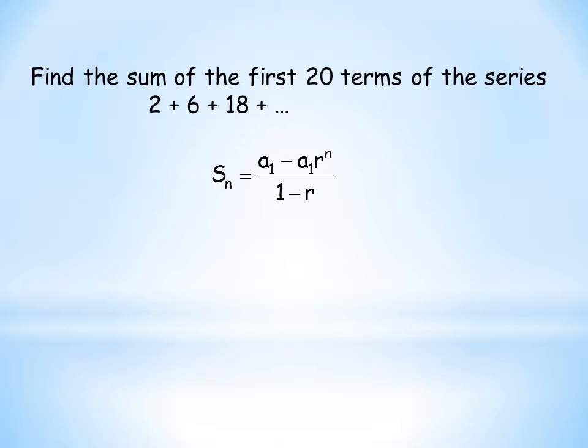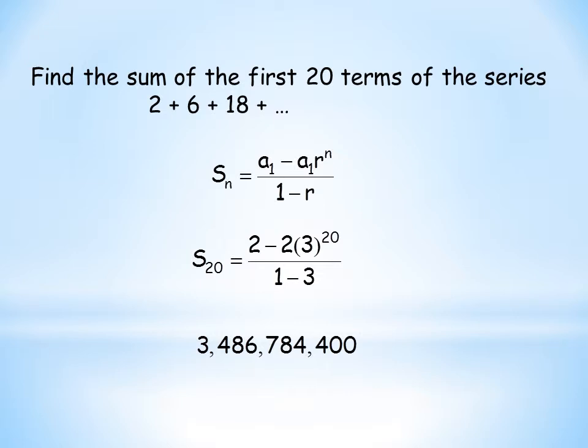So let's take a look at the sequence that we have, 2, 6, 18. Well, the first term is 2, so we'll put that in for A1. You can see that 2 times 3 is 6, 6 times 3 is 18, so the common ratio is 3. It asked me for the first 20 terms, so n is 20, and then 1 minus r would be 1 minus 3. Just put this in your calculator, and you'll see you get a very, very large number. When you're adding up the terms of a geometric sequence, you're going to see that it's going to get large very quickly.